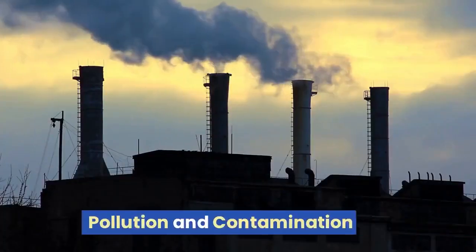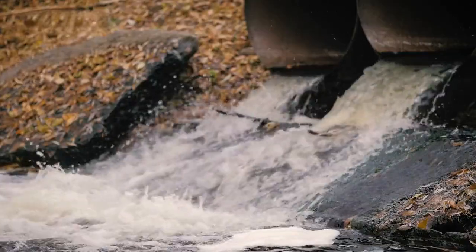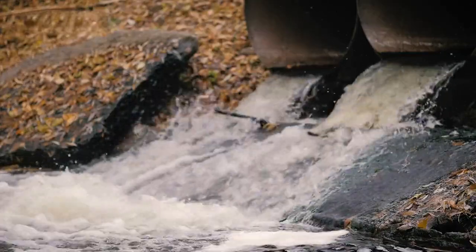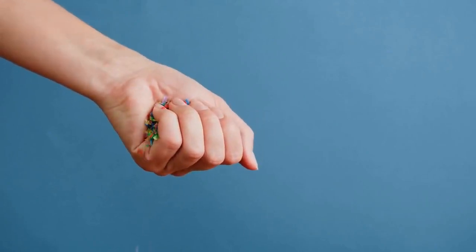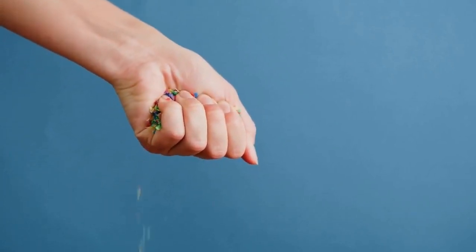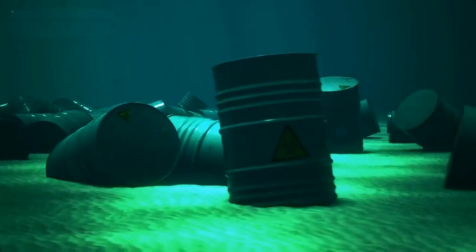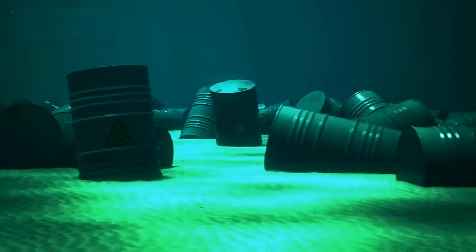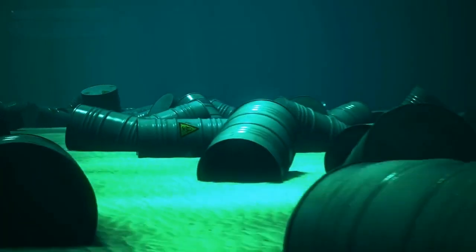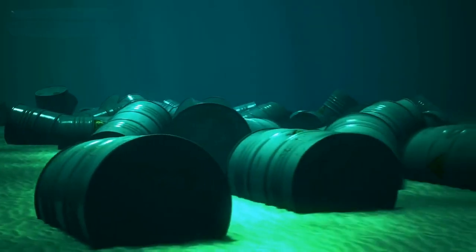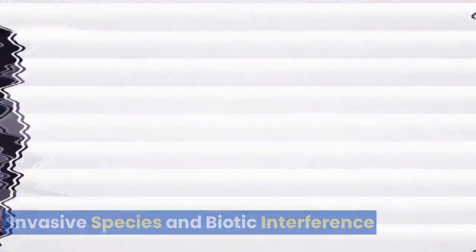3. Pollution and contamination. Industrialization and modern lifestyles have led to the release of numerous pollutants into the environment. Chemicals, plastics, and heavy metals find their way into ecosystems, poisoning wildlife and disrupting delicate ecological interactions. From oil spills devastating marine life to air pollution affecting avian species, pollution poses a significant threat to the survival of numerous organisms.